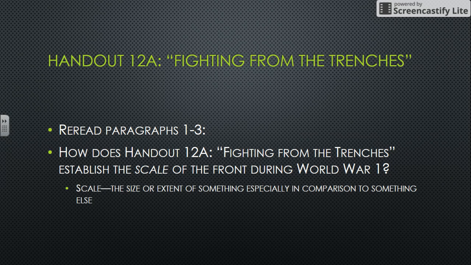Now that you've read it, I want you to reread paragraphs 1 through 3, or look through paragraphs 1 through 3, and then answer this question in your notebook as well. How does the handout 12A, Fighting from the Trenches, establish the scale of the front during World War I? And if you don't know what scale means, it's the size or extent of something, especially in comparison to something else. So when you're looking at Fighting from the Trenches, how does that truly show or give us an idea of how big or intense or important the fighting on the front is?